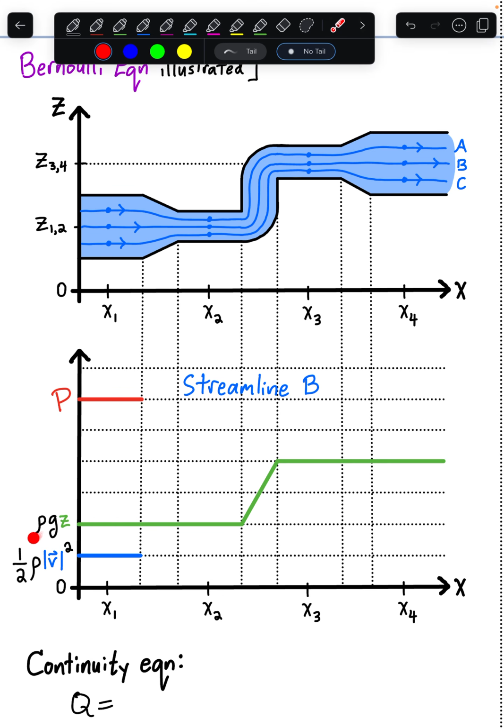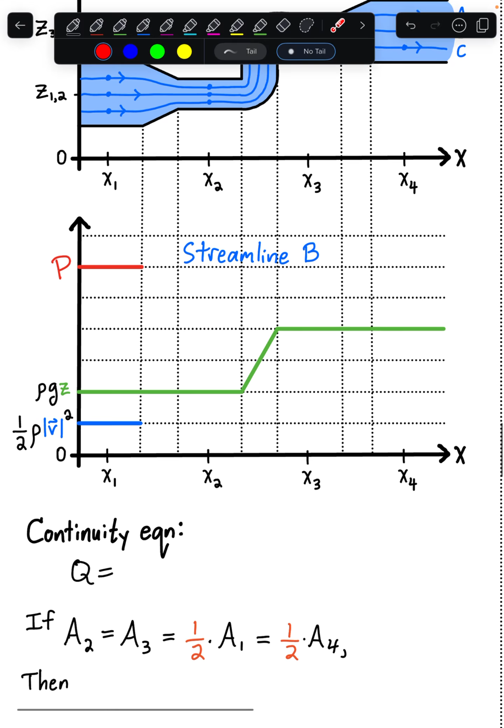So the density rho and g, of course, are constant. So as the height changes, the gravitational potential energy density changes. Now let's work out how the other two terms are changing as well. To figure out how the speed changes, we'll have to make use of the continuity equation.